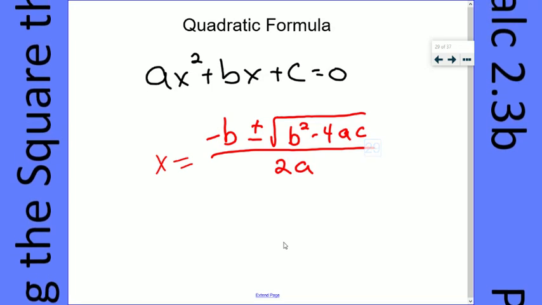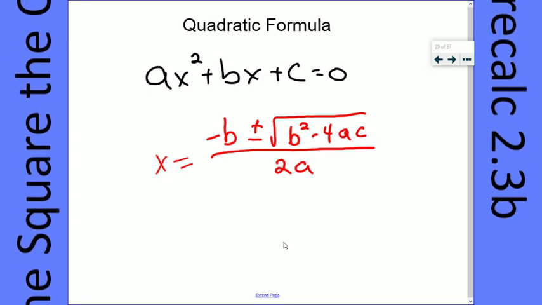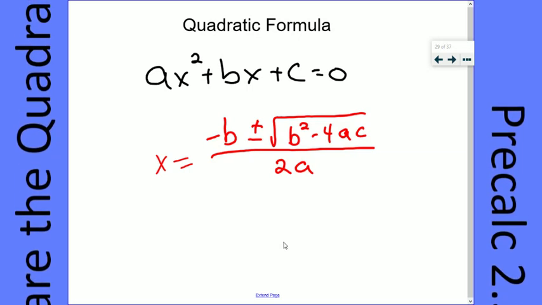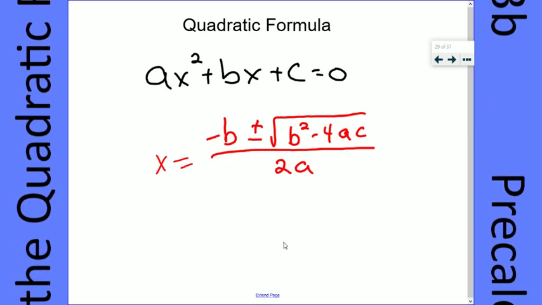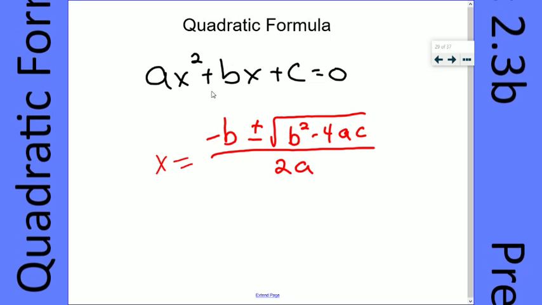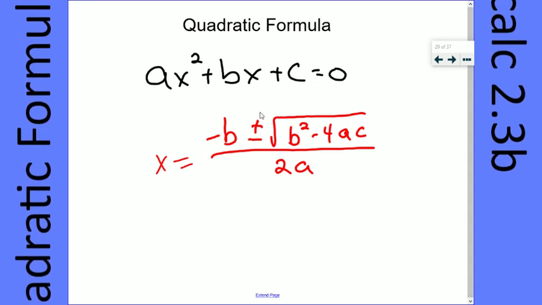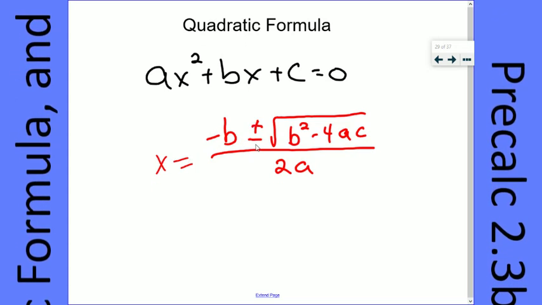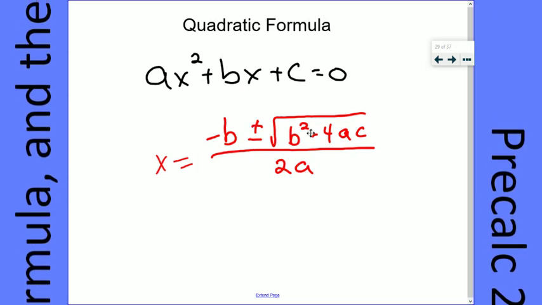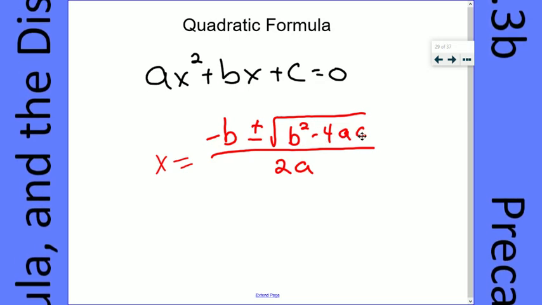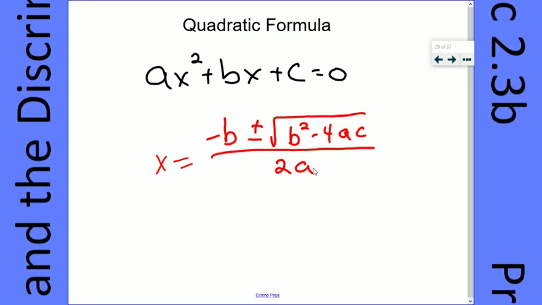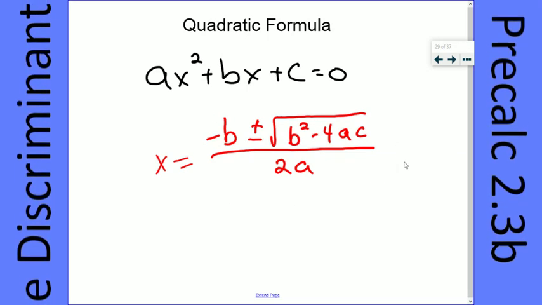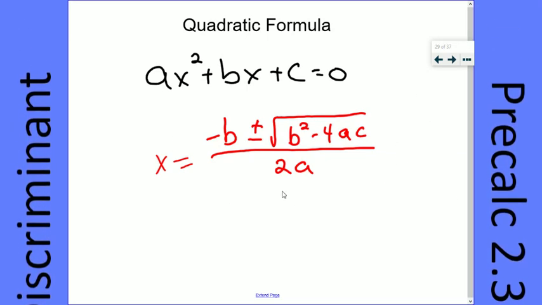Okay, that about covers it for completing the square. But if you use the completing the square idea on our standard form equation, you get this guy. This is our quadratic formula: x equals negative b plus or minus the square root of b squared minus 4ac, all over 2a. This is a thing I want you to have burned into your brain.